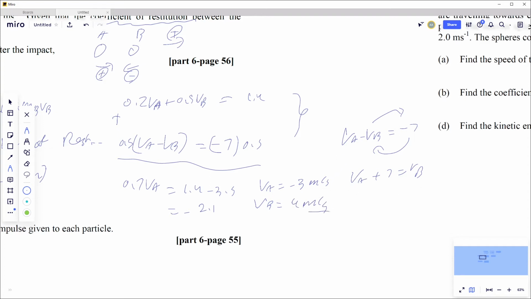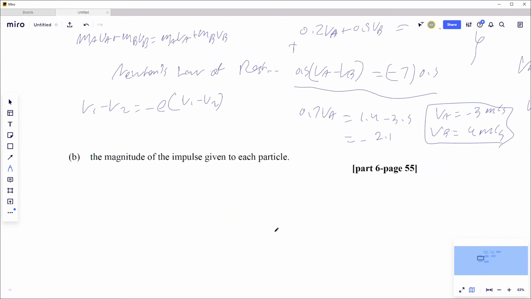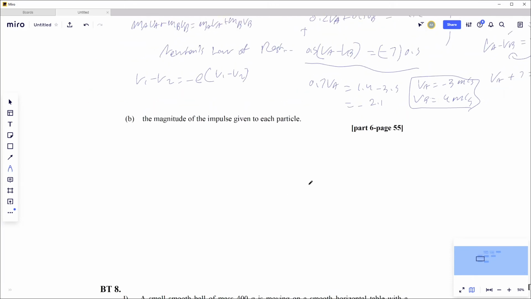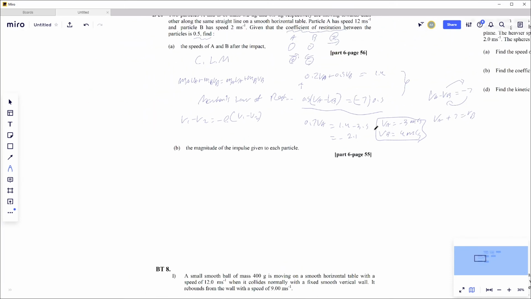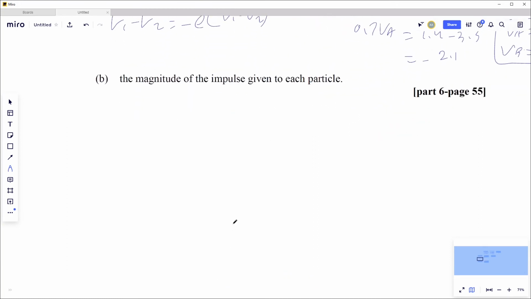You can of course do your algebra however you want. So as you can see, this is minus 3, this is 4. We're done with part A. Part B, the magnitude of the impulse given to each particle. So we have the change in velocities indirectly because we have the initials and finals, and we have the mass, of course, so we can immediately do this.